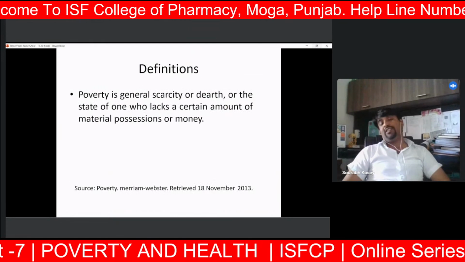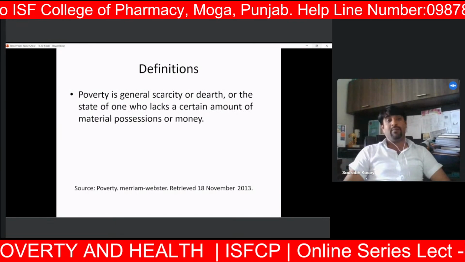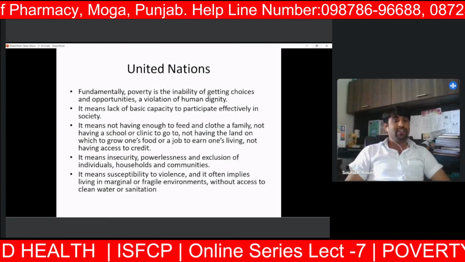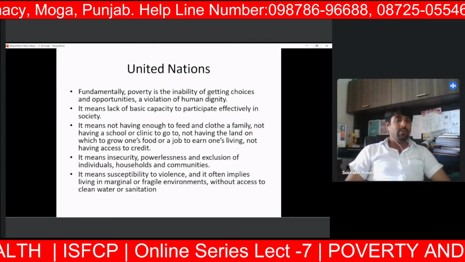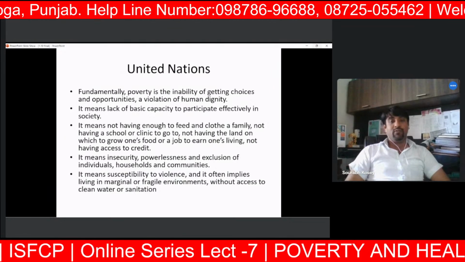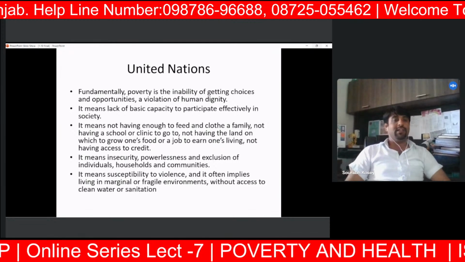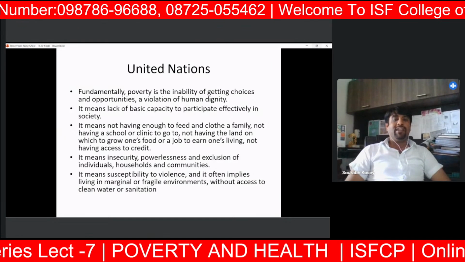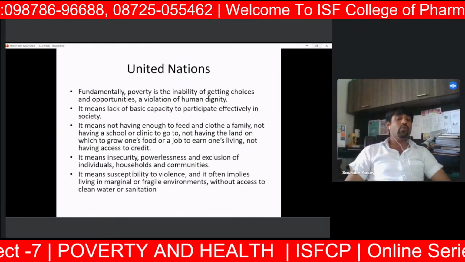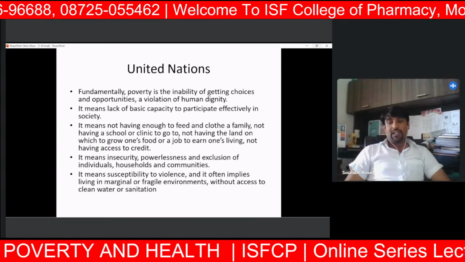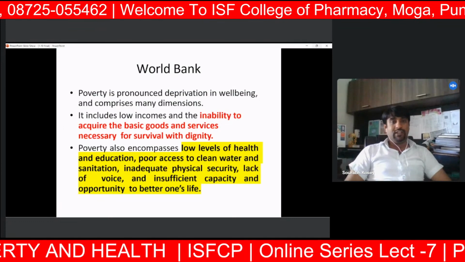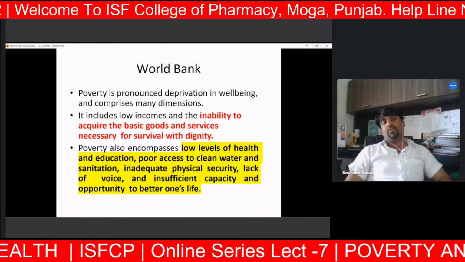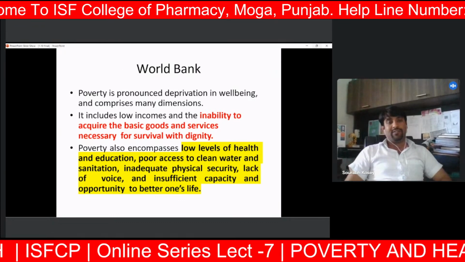So poverty is the general scarcity or debt, the state in which one lacks a certain amount of material possessions or money. The United Nations has said that fundamentally poverty is the inability of getting choices and opportunity, a violation of human dignity. It means lack of basic capacity to participate effectively in society. It means not having enough to feed and clothe a family, not having a school or clinic to go to, not having the land on which to grow one's food or a job to earn one's living, not having access to credit. It means insecurity, powerlessness, and exclusion of individuals, households, and communities. It means susceptibility to violence and often implies living in marginal or fragile environments without access to clean water or sanitation. The World Bank has stated that poverty is pronounced deprivation in well-being, comprises many dimensions, and includes low incomes and the inability to acquire the basic goods and services necessary for survival and dignity.